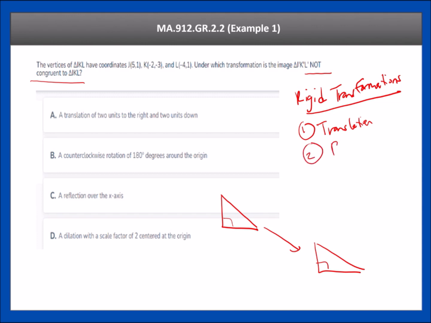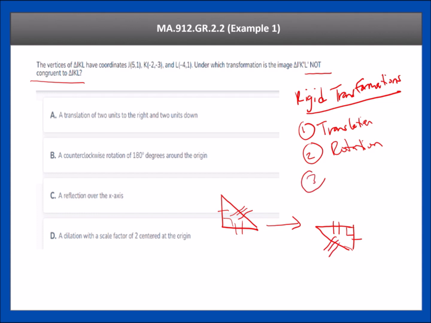If I do a rotation, so if I take this triangle and rotate it, it could look like this, where it got rotated. But notice that it's still a right triangle and the sides are still the same length, right? So for example, this side still remains the same length as this side. This remains the same length as that side. And this side remains the same length as that. So that's known as a rigid transformation.